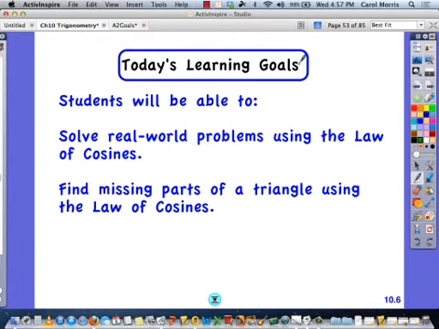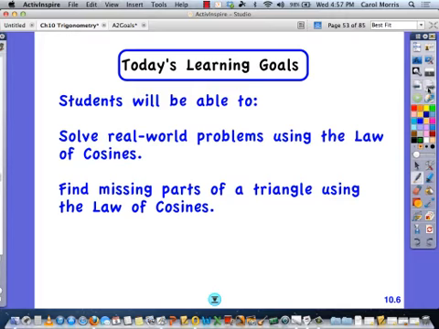Okay, if you have not ever heard of the law of cosines, that will be our topic today. The law of cosines will be the first time we have worked not on a unit circle and not on a right triangle with our trig functions. So you can see two goals today. We want to solve real-world problems using the law of cosines, and then we want to find the missing parts of a triangle using the law of cosines.